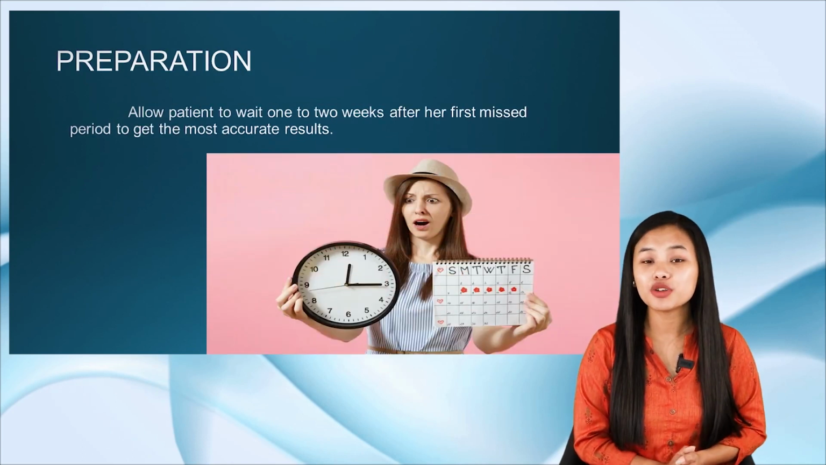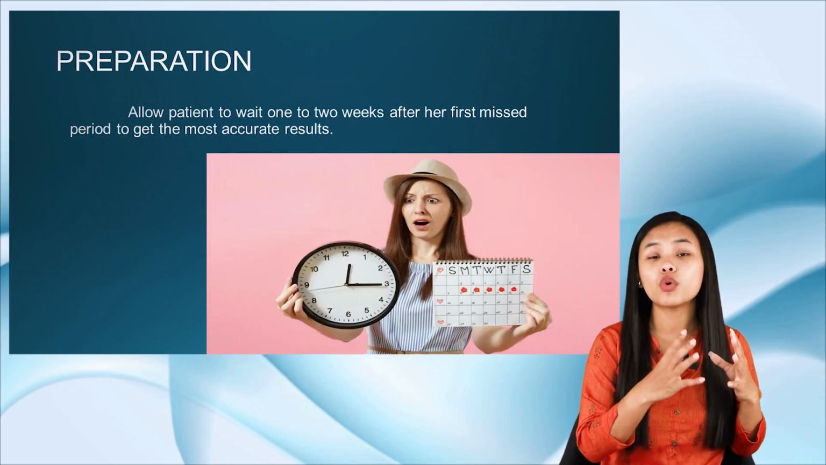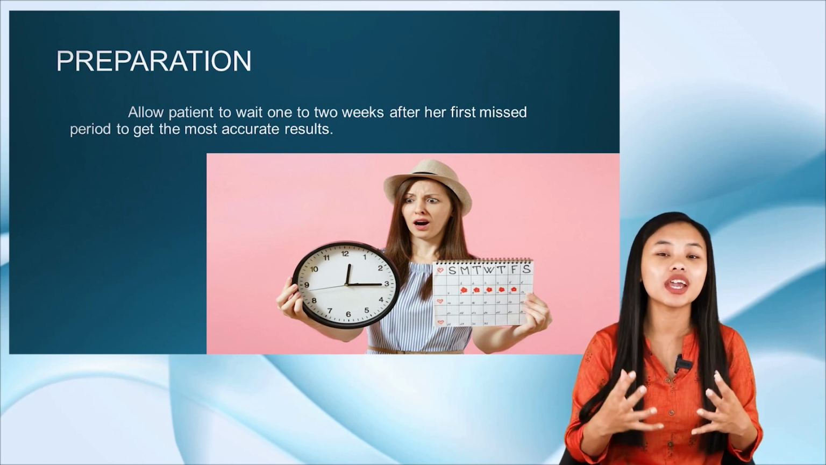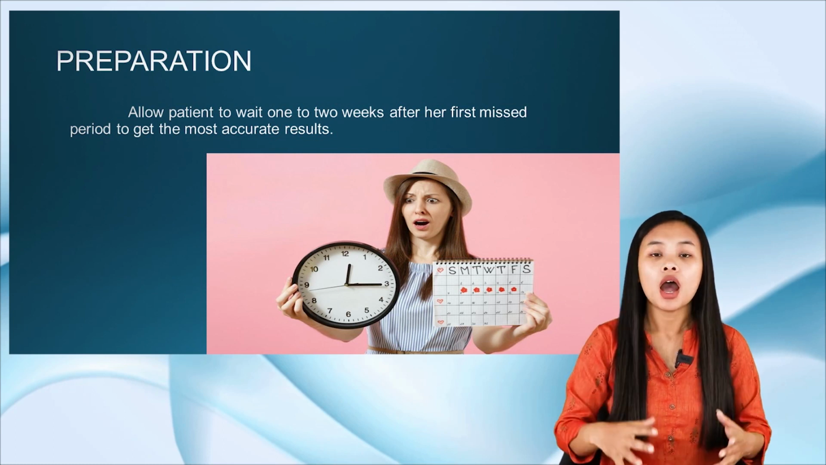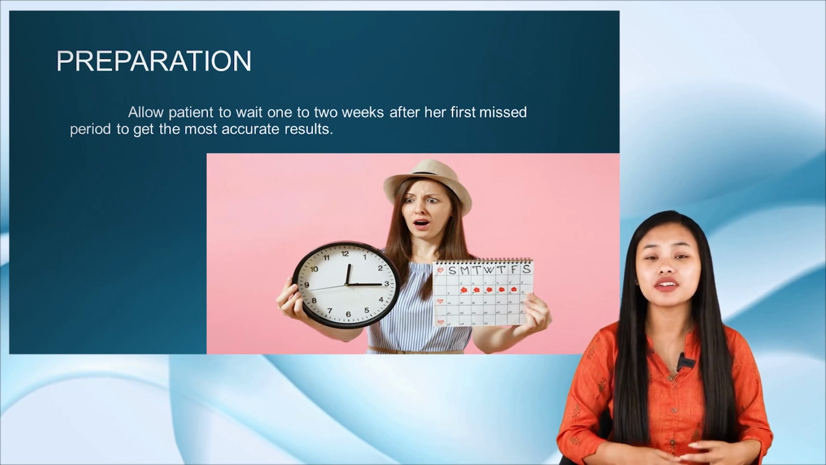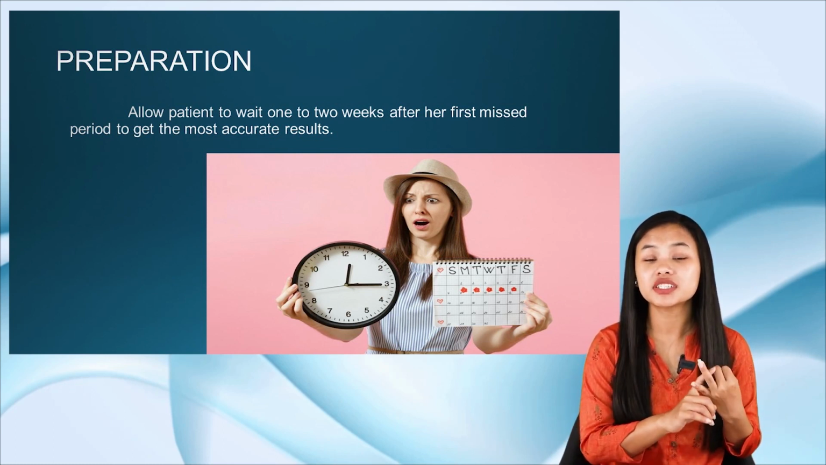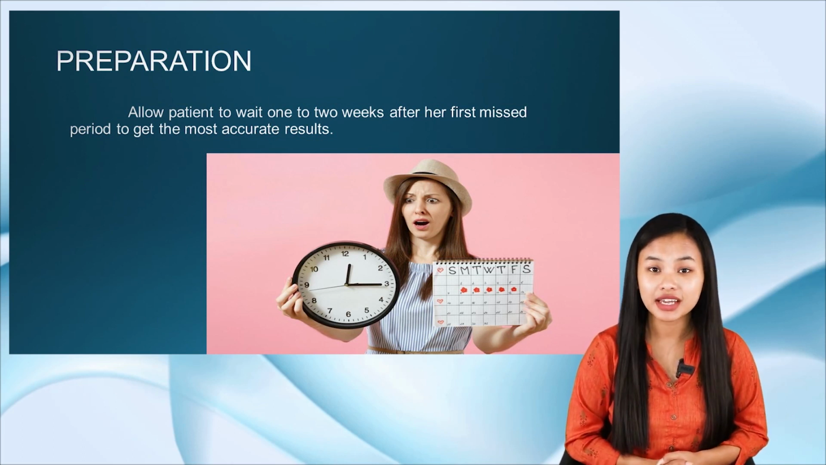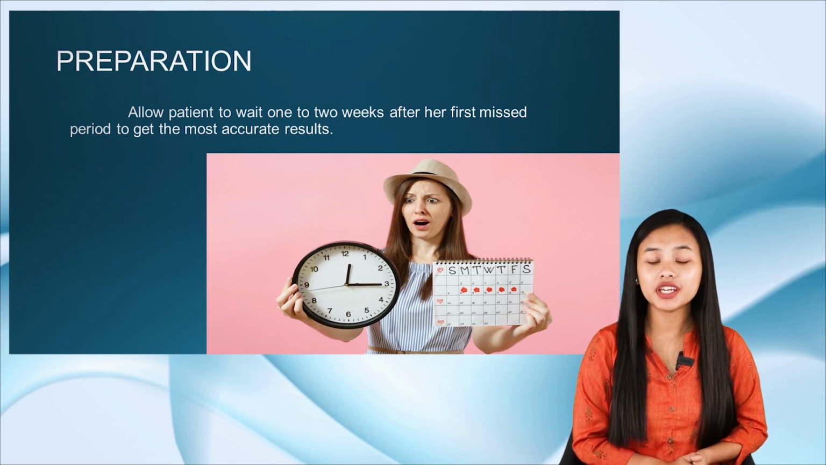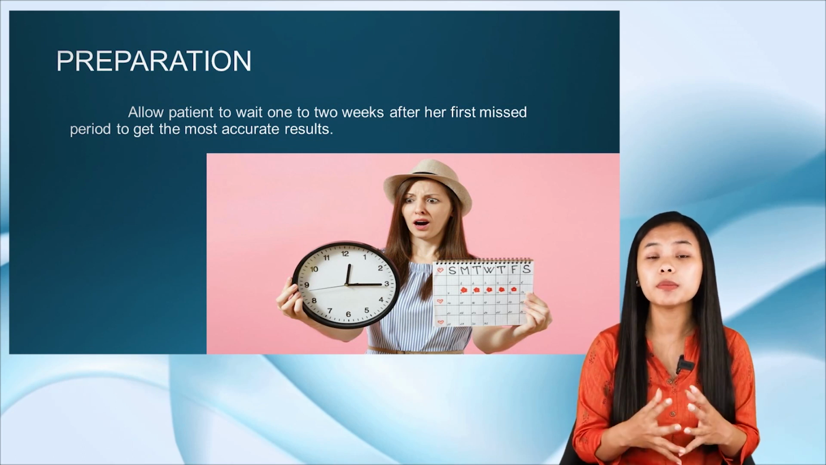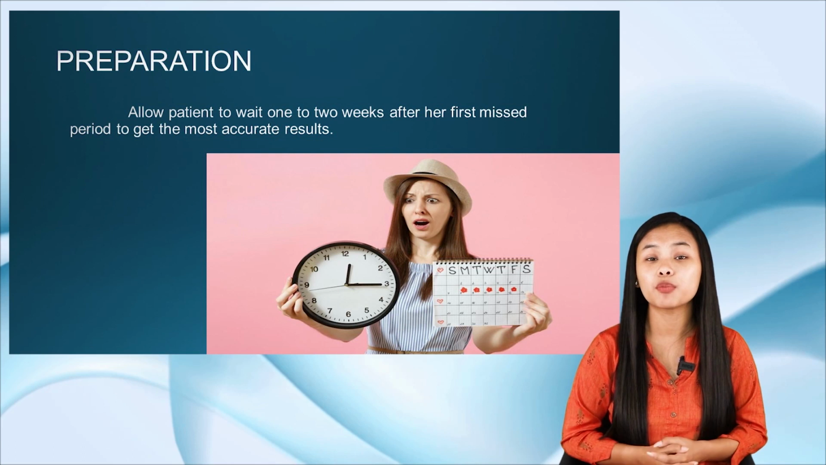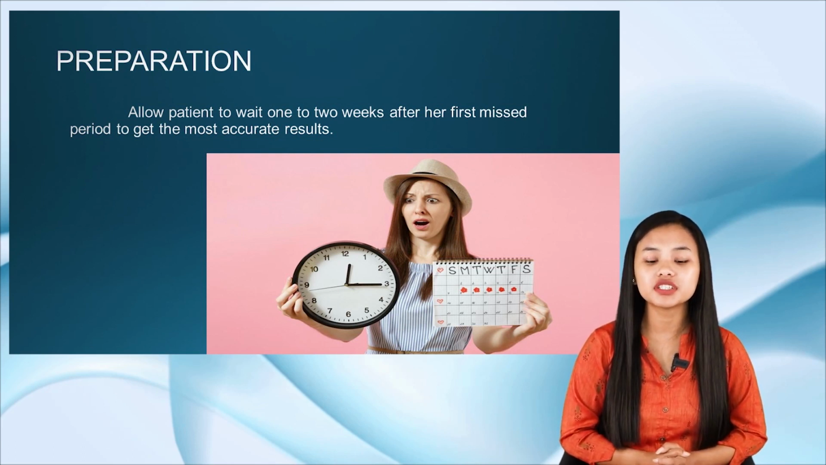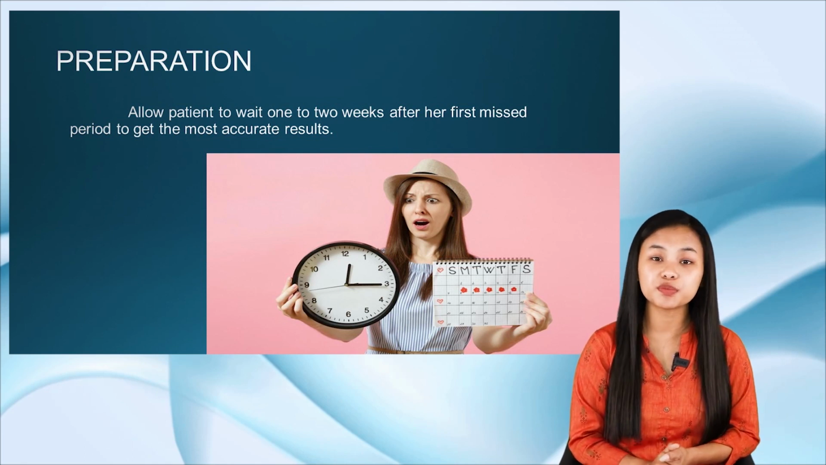However, you must allow the patient to wait for at least 1 or 2 weeks after she has missed her period in order to get the most accurate result. However, you must keep in mind that irregular period as well as miscalculation of when a period is due can also affect the test. Because according to FDA, 10 to 20% of women may not be able to detect their pregnancy by testing on what they believe to be the first day of their first missed period.